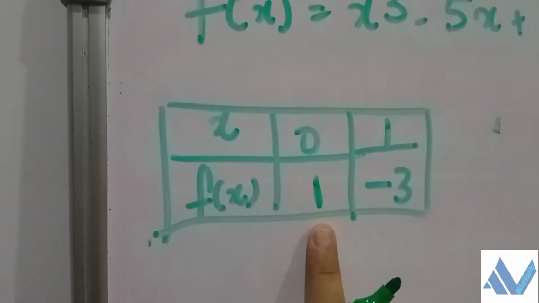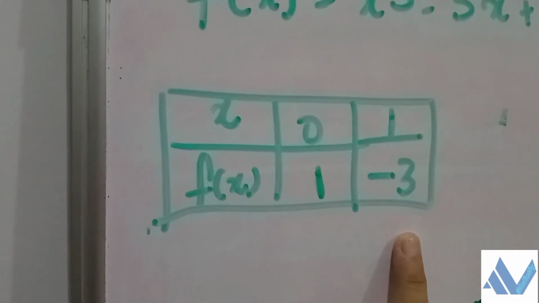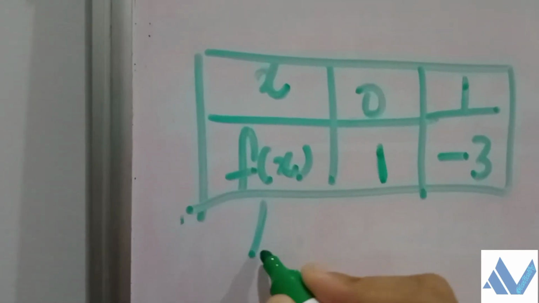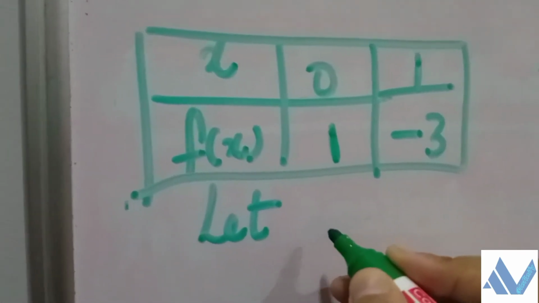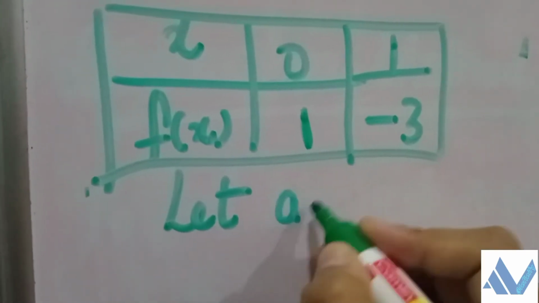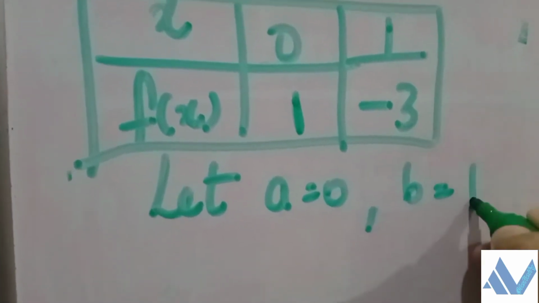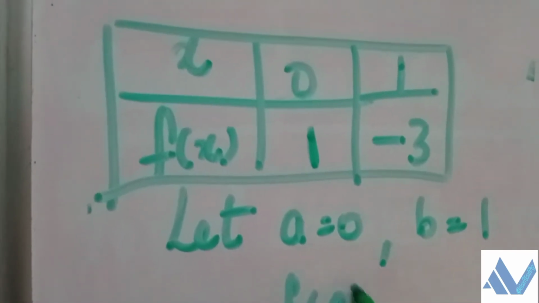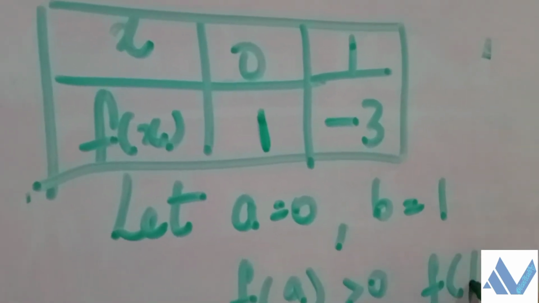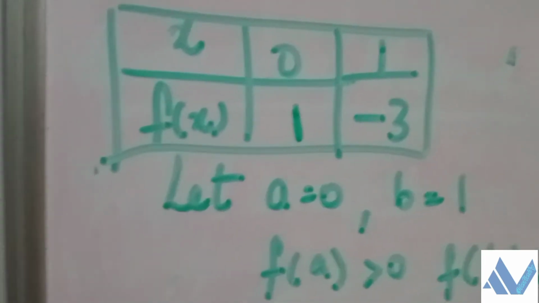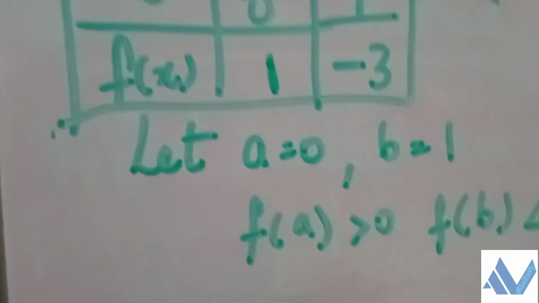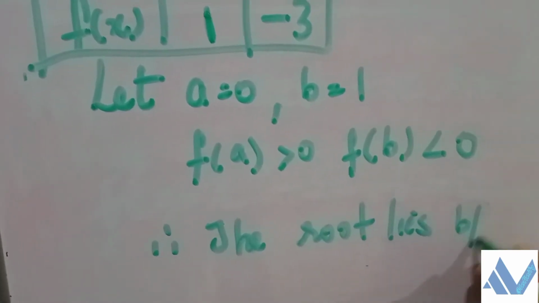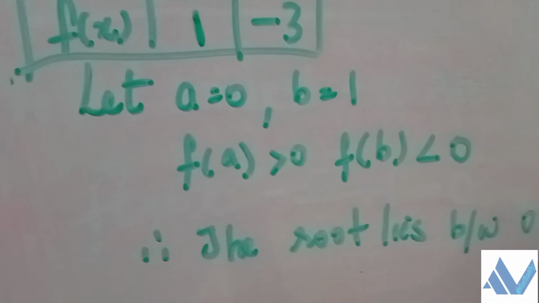Now we have the positive value and the negative value, so the root lies between 0 and 1. Let us write the statements first. Let a equal 0, b equal 1. So we got f(a) greater than 0 and f(b) less than 0. Therefore, the root lies between 0 and 1.